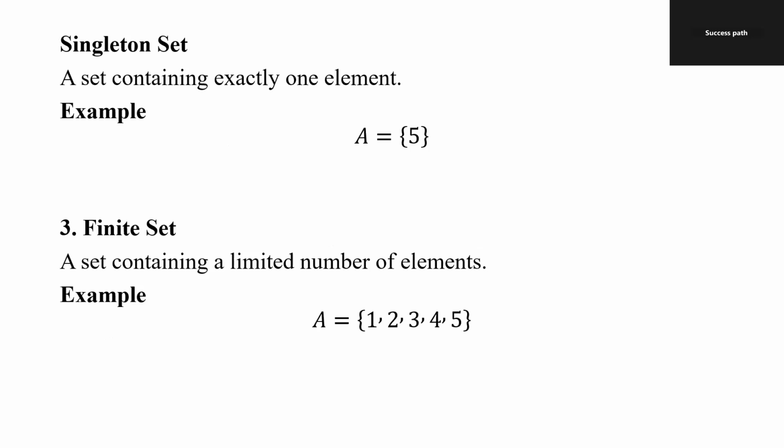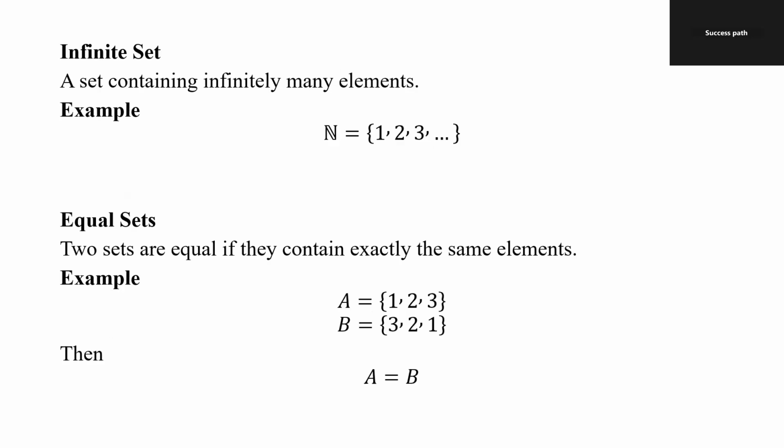A finite set has a limited number of elements. For example, even numbers less than 10, even numbers less than 100, or prime numbers less than 25. It is a particular count of numbers, not infinite. An infinite set contains infinitely many elements. For example, N, the natural numbers 1, 2, 3 and so on, is infinite.